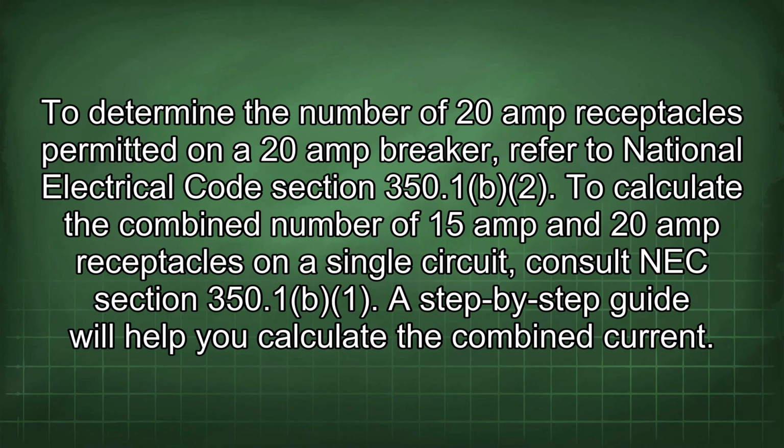To determine the number of 20 amp receptacles permitted on a 20 amp breaker, refer to National Electrical Code section 350.12. To calculate the combined number of 15 amp and 20 amp receptacles on a single circuit, consult NEC section 350.1. A step-by-step guide will help you calculate the combined current.